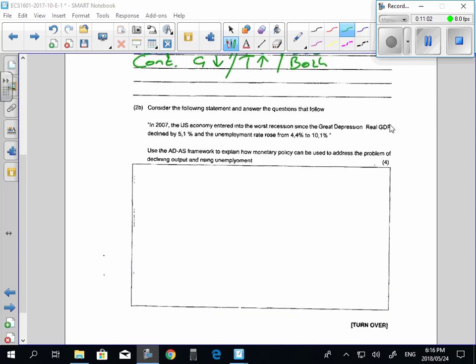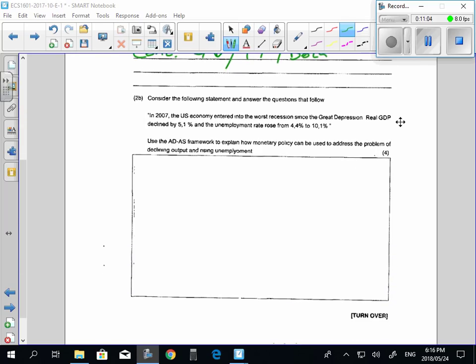Consider the following statement and answer the questions. In 2007, the US economy entered into the worst recession since the Great Depression. Real GDP declined by 5.1%. Unemployment rate rose from 4.4 to 10.1. Use the AD-AS framework to explain how monetary policy can be used to address this problem.